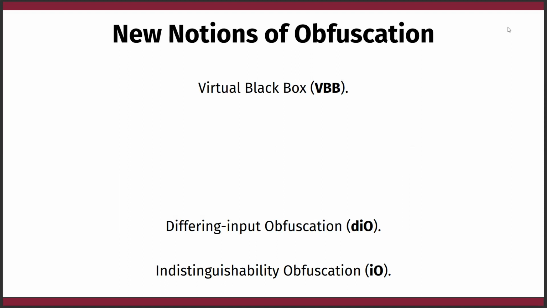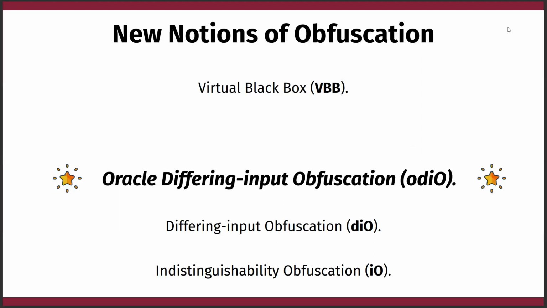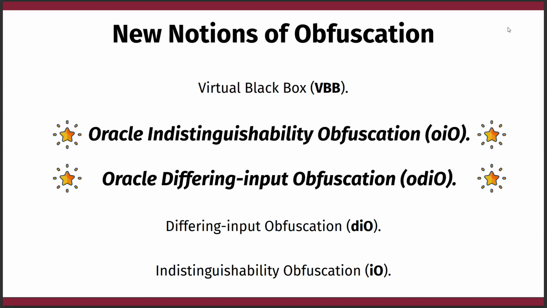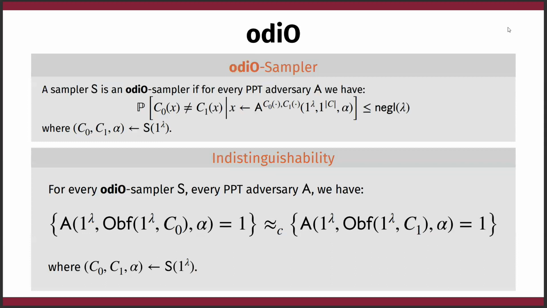So the notions that we introduce are the following. We have Oracle differing input obfuscation, Oracle DIO, and Oracle indistinguishability obfuscation, Oracle IO. So let me start with Oracle DIO. In Oracle DIO, we still have a sampler that outputs two circuits. They are differing input circuits again, but they're differing input only when they are treated as oracles. So the adversary tries to find a differing input, but by having only oracle access to the circuit.